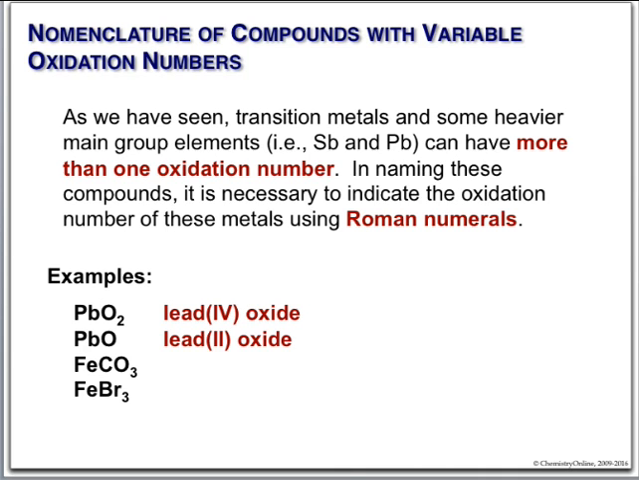What's our charge on carbonate? Carbonate. It's on your table. Carbonate is -2, right? We have 1 carbonate and 1 iron. If the carbonate is -2, what's the charge on the iron? It has to be a +2. So we will call this iron(II) carbonate.